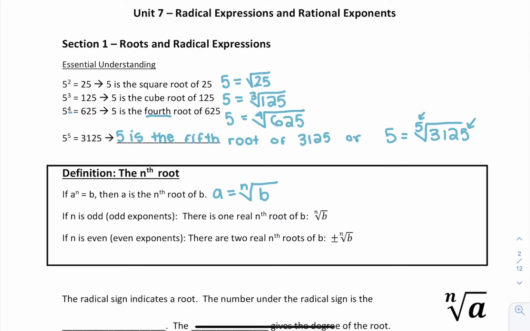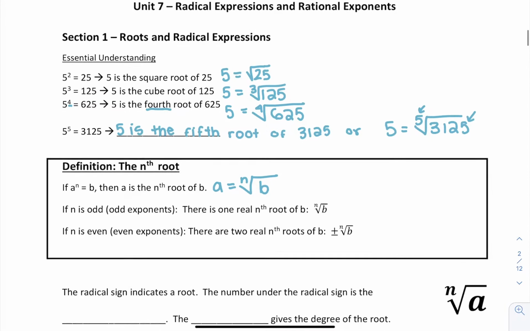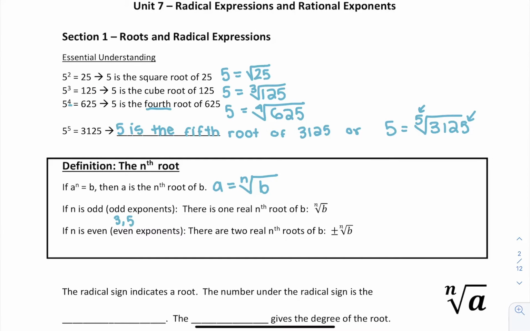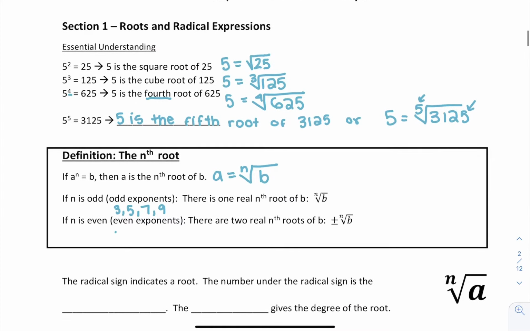So if n is odd, so odd exponents like 3, 5, 7, 9, then there's only going to be one real nth root of b, which is the nth root of b. If n is even, like 2, 4, 6, or 8, then there are 2 real nth roots of b, plus or minus, so don't forget plus or minus the nth root of b.